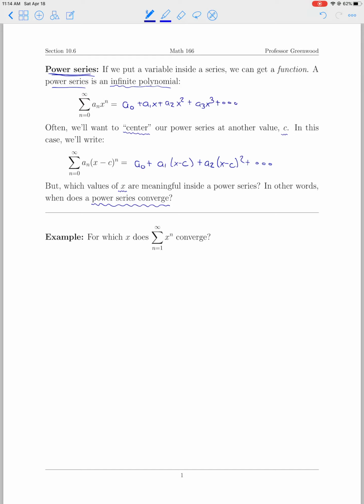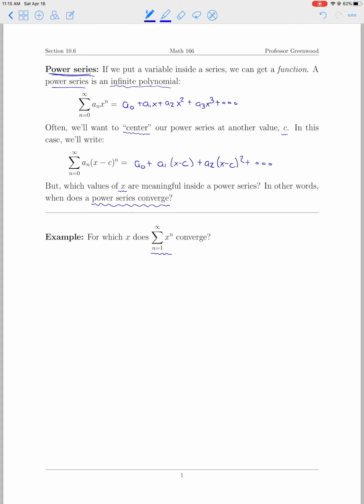And so in future classes, we'll see how to connect power series to functions that we know already. But the goal for today is going to be a little bit less ambitious, and we're just going to check for which values of x does a power series actually give you a number instead of just giving you infinity over and over again.